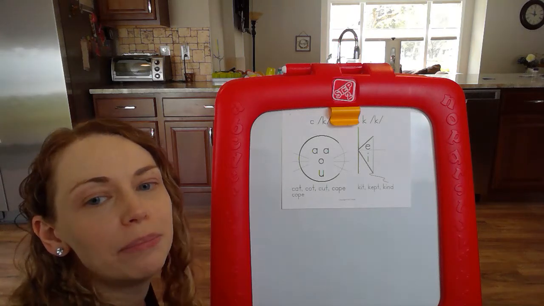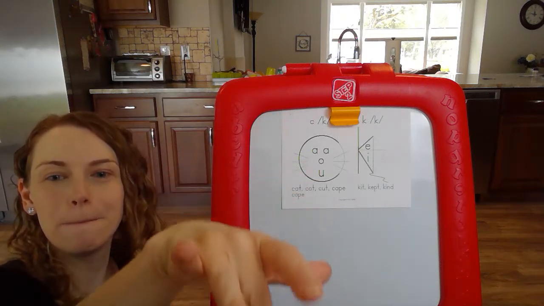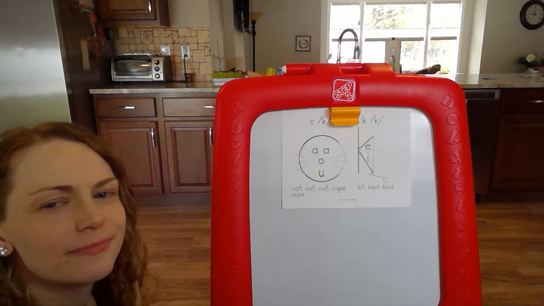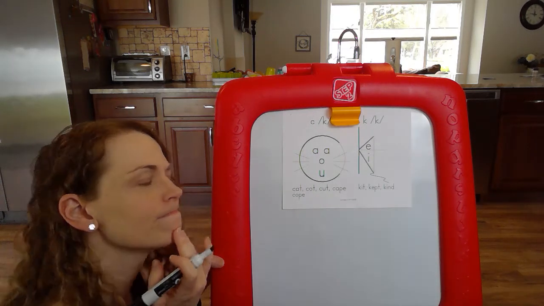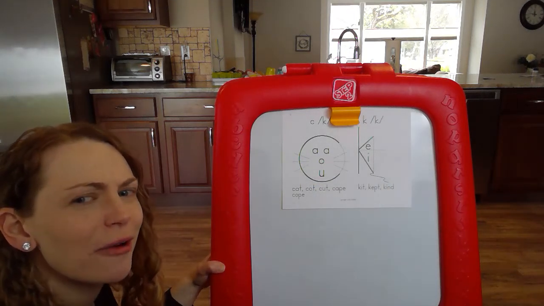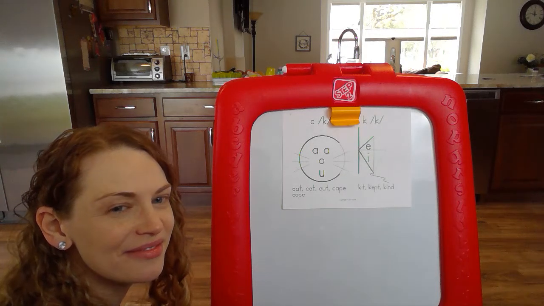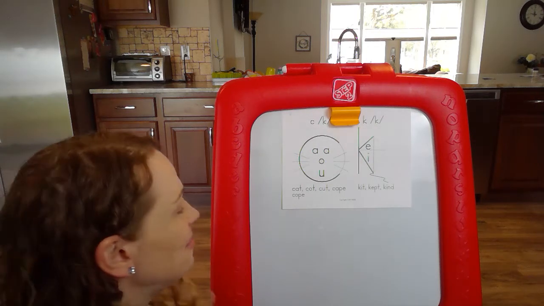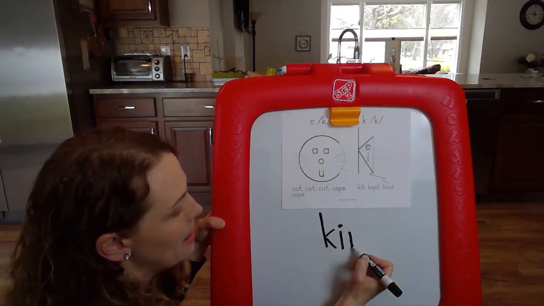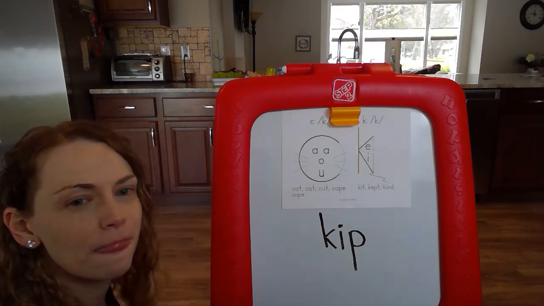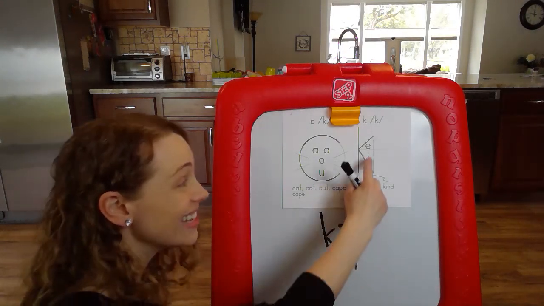Let's do the word kip. Kip. Pound it with me. Kip. Tap it. K-I-P. K-I-P. What letter does it need to start with? It needs to start with that K. Go ahead and write Kip. Hit pause if you're still writing Kip and need more time. Kip. How did you know to start with a K instead of a C? Because it has an I in it.